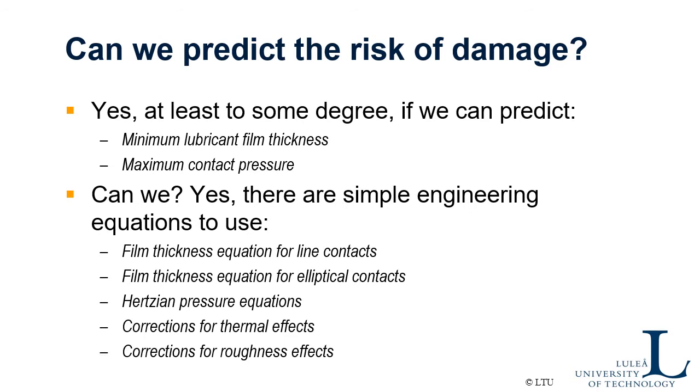And can we then predict the film thickness? Well, we can do that for line contacts and elliptical contacts. And as I said, with the Hertzian pressure equations, we can compute the contact pressure. We can even correct it for thermal effects. If you have a sliding contact like in a gearbox, then you need to correct it for thermal effects. You may also need to correct it for roughness effects.